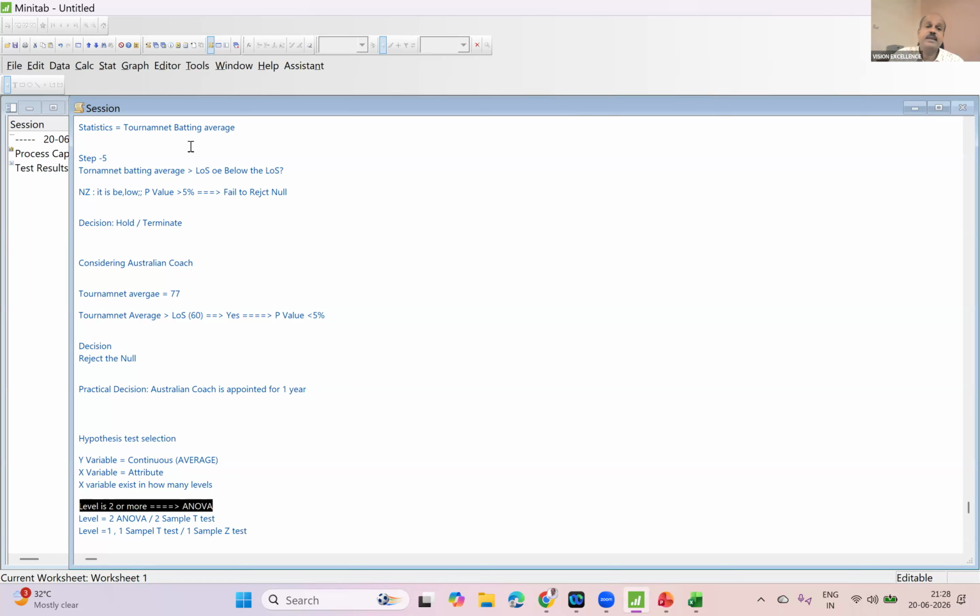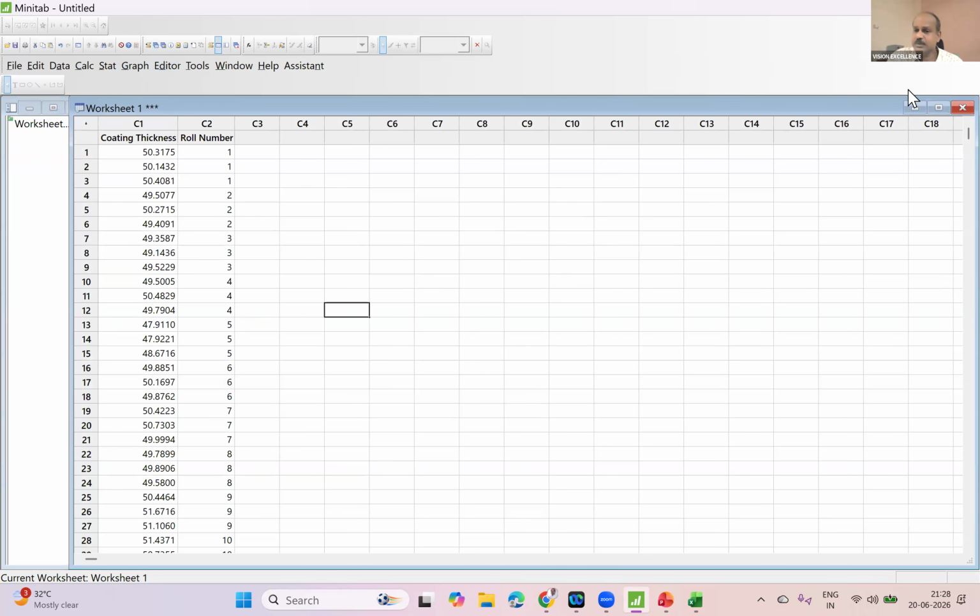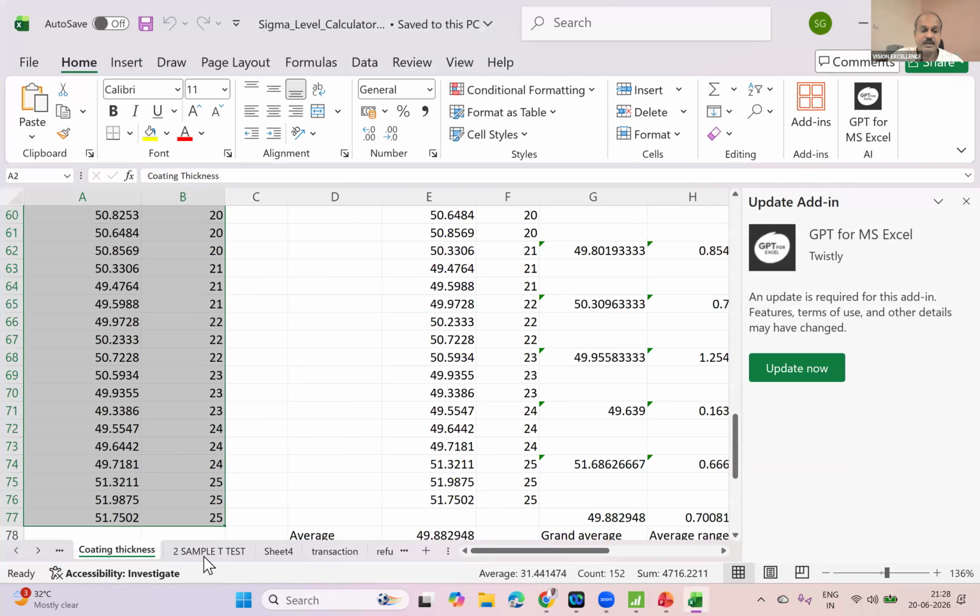Hope you all understand. Now let me show how we can do the hypothesis testing in Minitab. The Minitab screen is already available, and I'm going to the Excel.